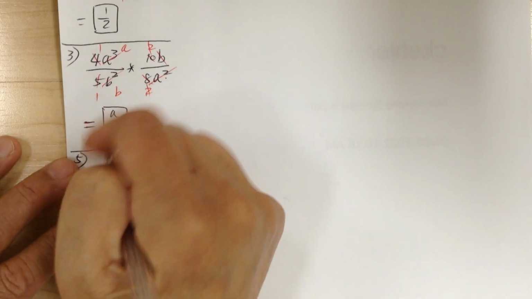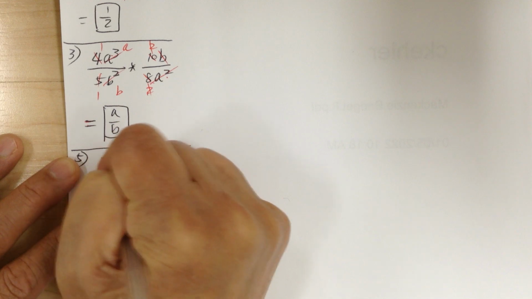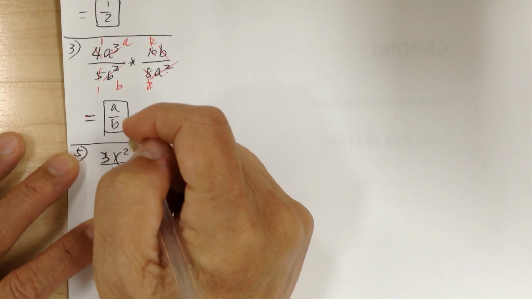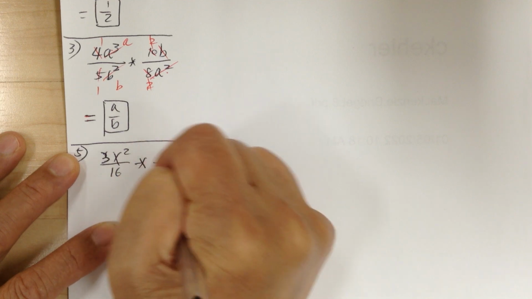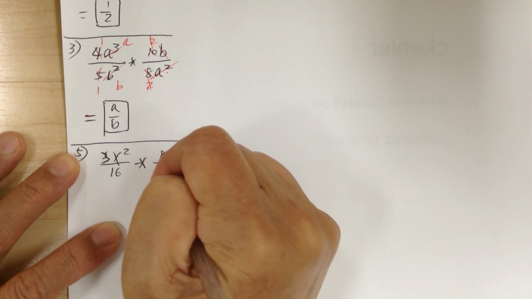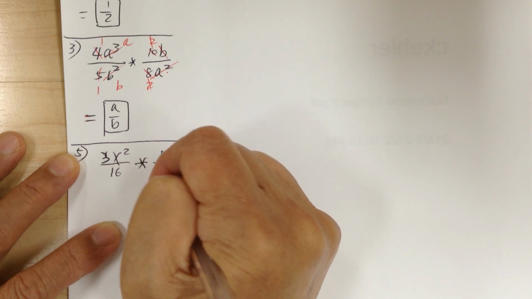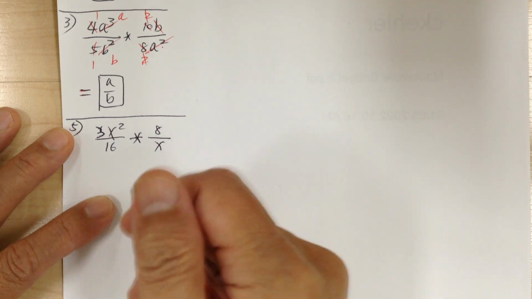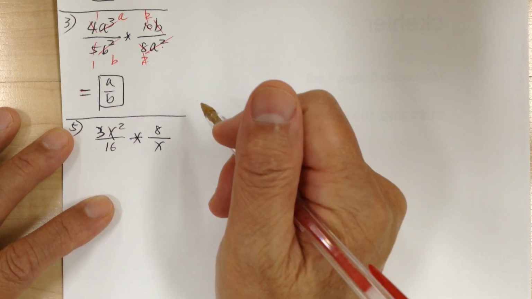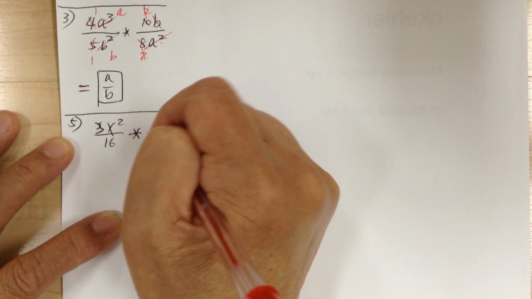Okay, number 5. You have 3x squared over 16. Now it's division, so I'm going to save one step by just writing multiplication and flipping it over. So instead of divide by x over 8, I'm just going to multiply by 8 over x. Instead of wasting time copying the problem, I'm just going to change into multiplication.